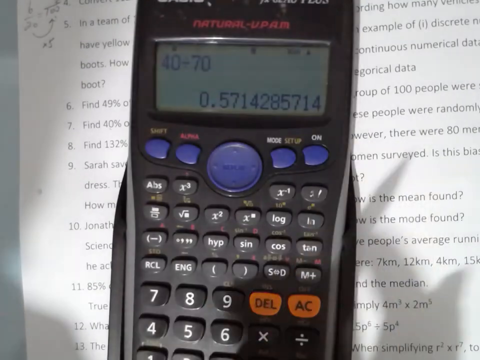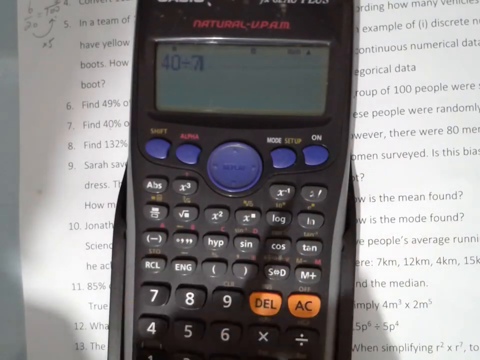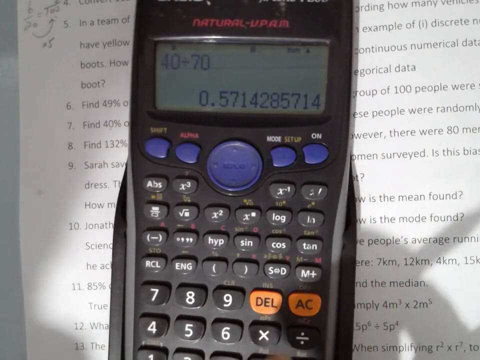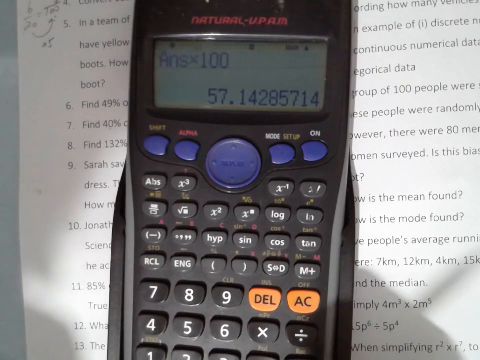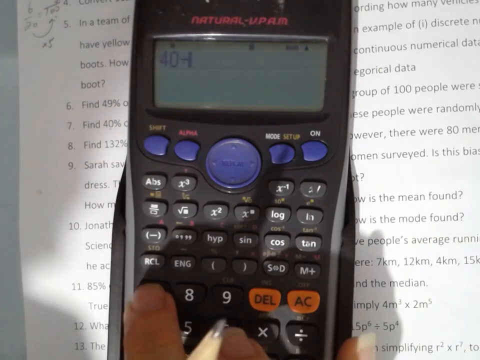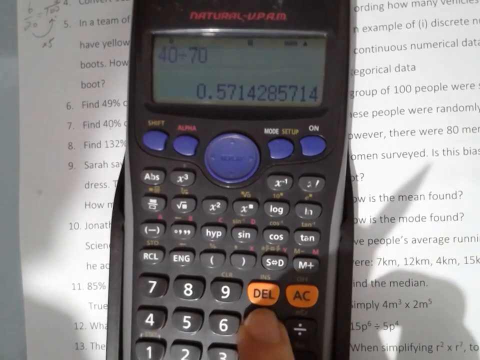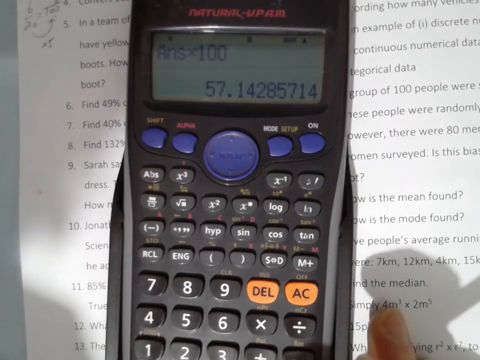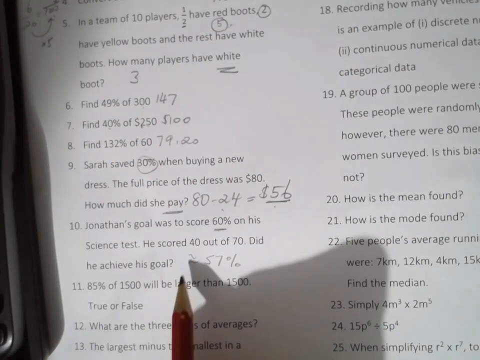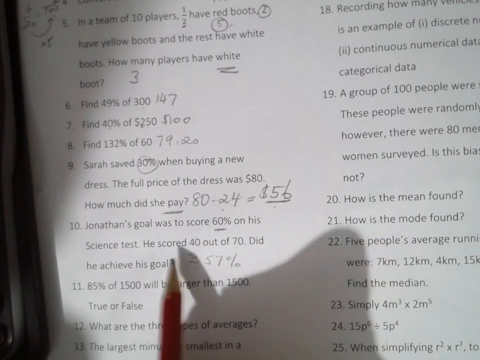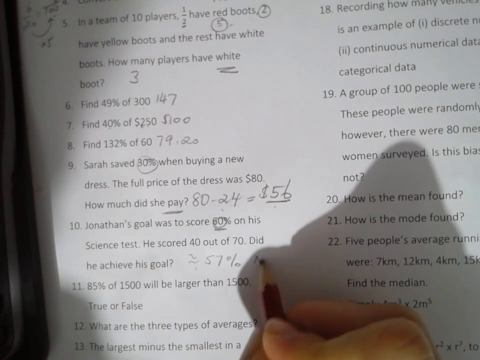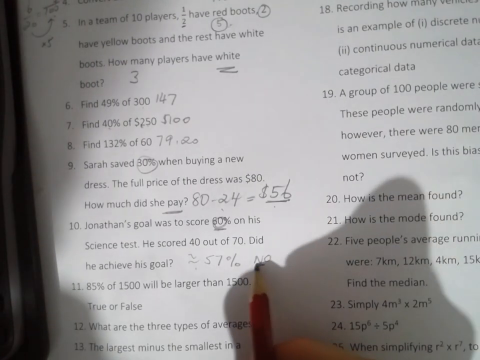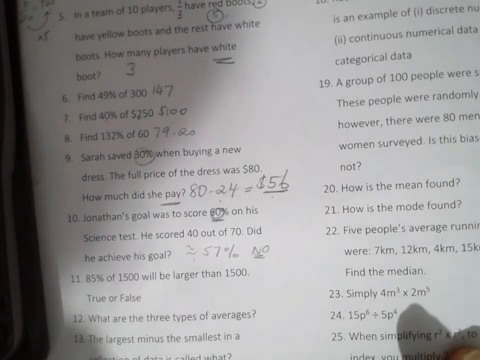Okay, so he got 40 out of 70 for his test. Multiply that by 100, about 57%. 40 out of 70 in a test, as a percent, you multiply it by 100, and it's approximately 57%. So did he reach his goal of 60%? No, he didn't reach his goal. He missed out by about 3%.